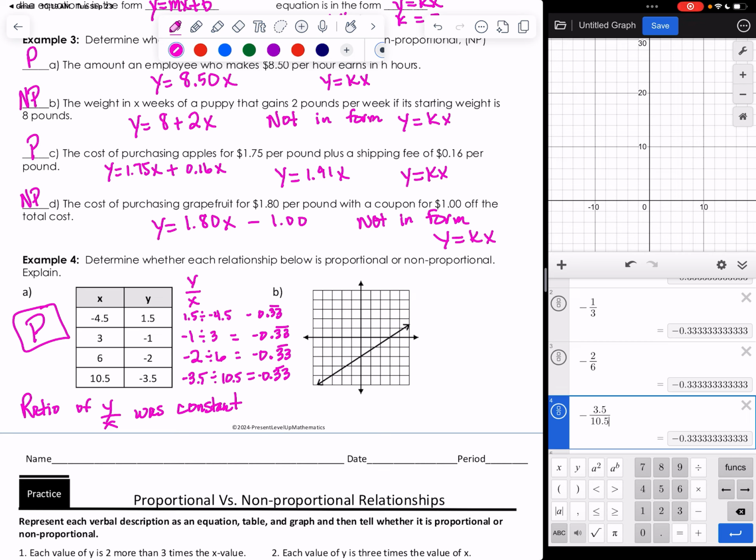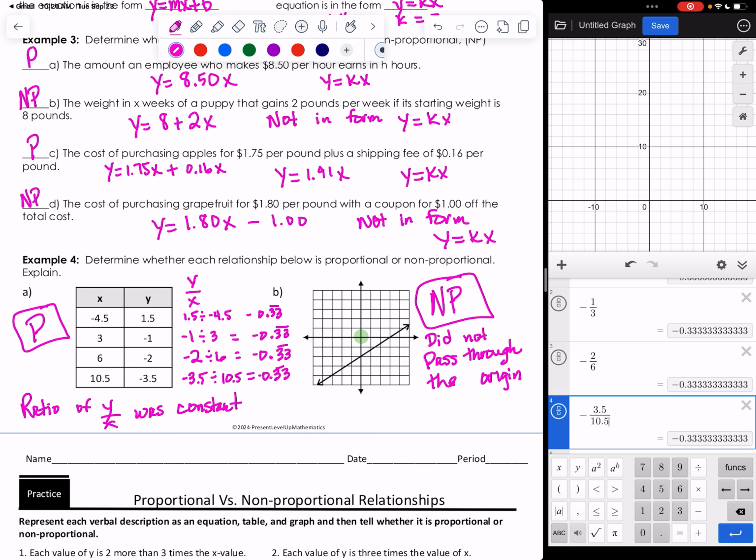All right, problem B. We have a linear relationship shown. We want to know if it's proportional or non-proportional. Now, to me, when I'm given the graph, these are the easiest problems to tell because all I have to do is put a dot right here at 0, 0 and ask myself, does the linear relationship go through the origin? If the answer is no, it is NP, non-proportional, did not pass through the origin. So it is non-proportional.